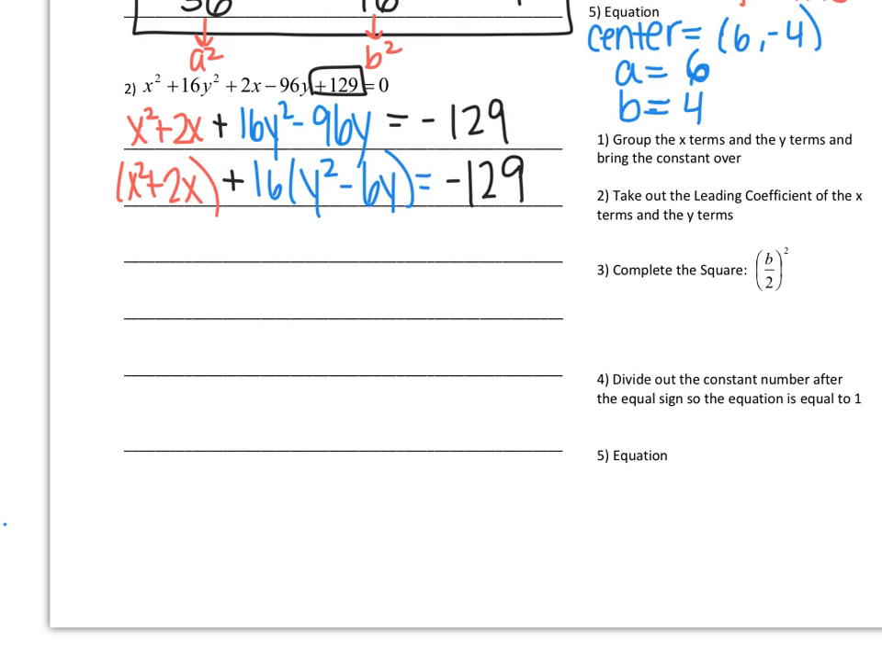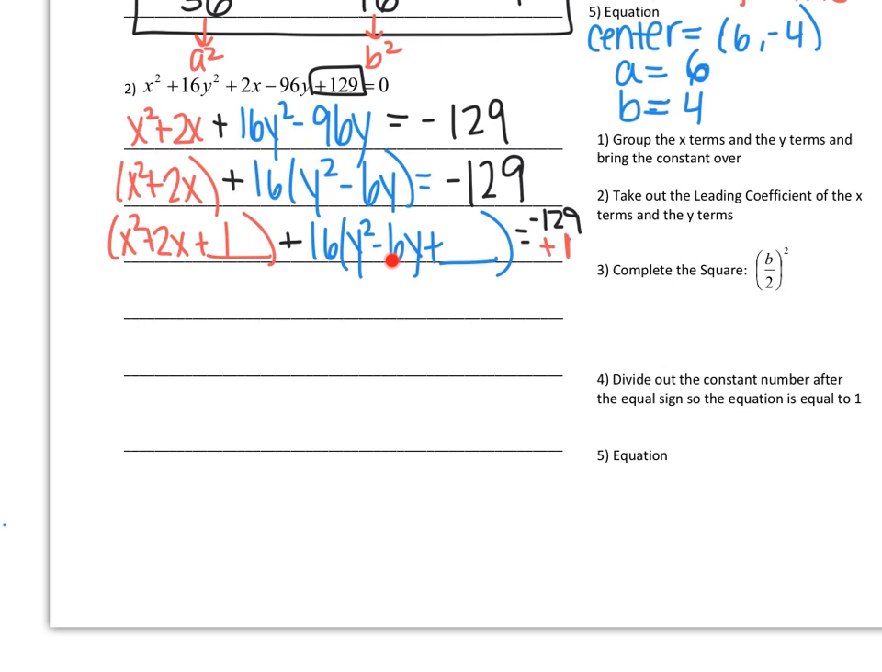Now we're going to leave a space so we can do half of b and square it. Same thing with this one. We're going to leave a space so that when we have it and square it, it will be there. Equals negative 129. So half of 2 is 1. 1 squared is 1. Now I can add that 1 to this side of the equation because there's nothing to multiply out here, which is nice.